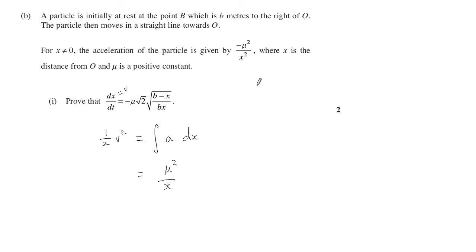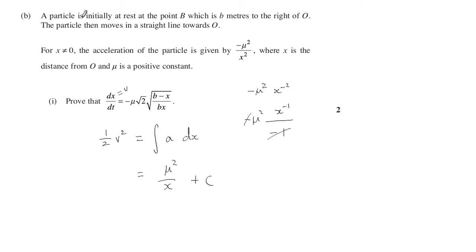Now, if that's a little bit confusing, just think of this as minus mu squared times x to the minus 2, and then you add 1 to that, and then divide by the new power, and then that will cancel with that negative. So we get that plus a constant. Now let's think about what that constant needs to be, because you'll notice there's no c in here, it's all in terms of b. So let's work out how that works.